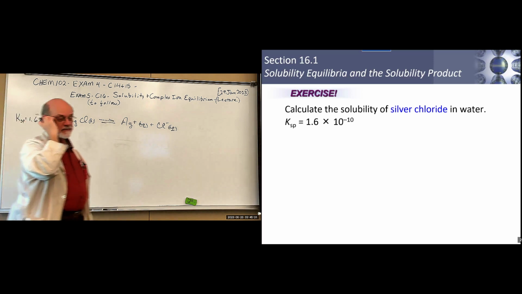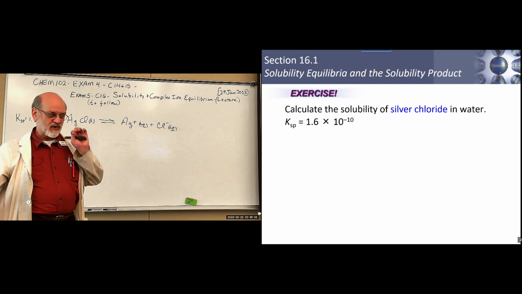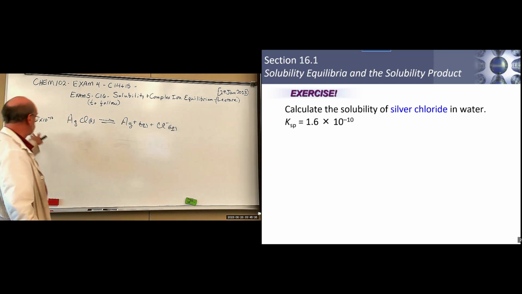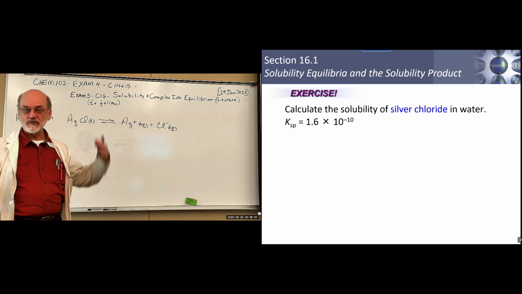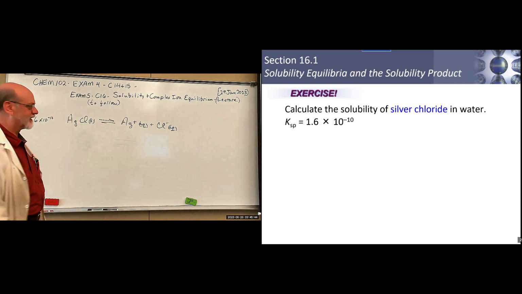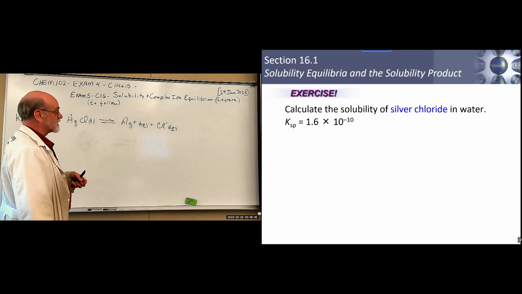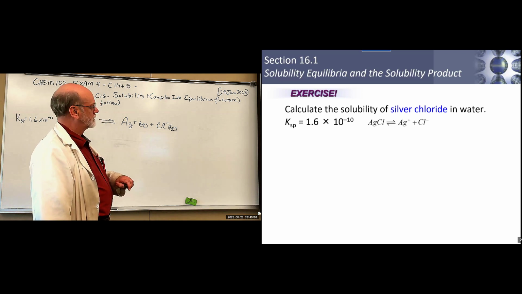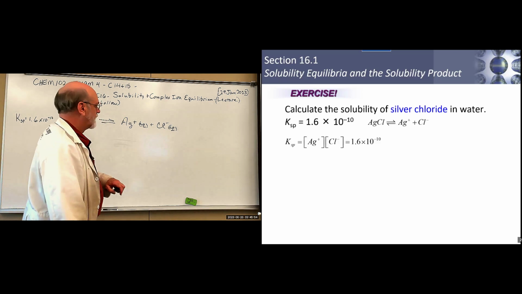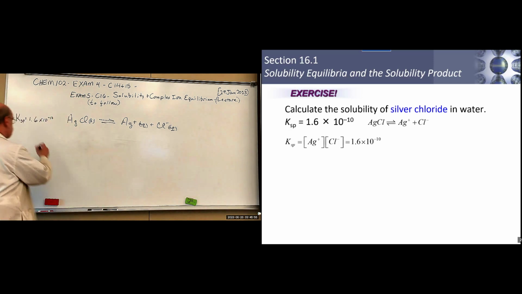If you look in your lab, I think the one that the creators of that lab used was 1.7 times 10 to the minus 10, but it's still the same region. We'll use 1.6 because the slide's already made. Okay, what's the solubility here of silver chloride? Right, there's your equation. And that would be the expression for the KSP, would be the silver times chloride, with single powers.